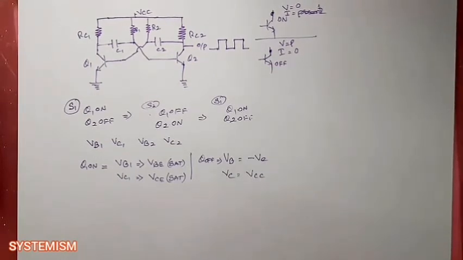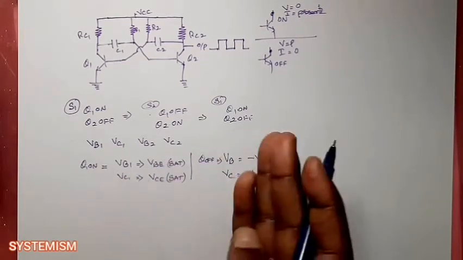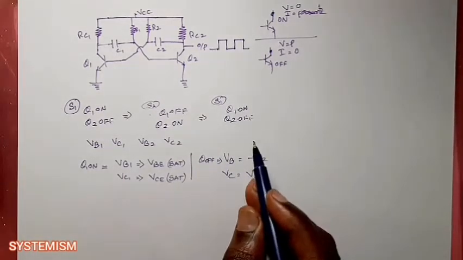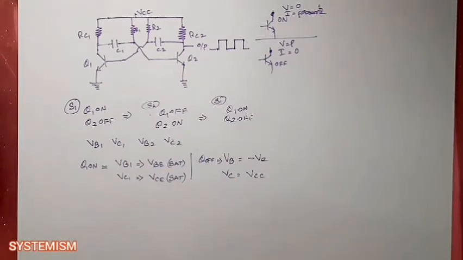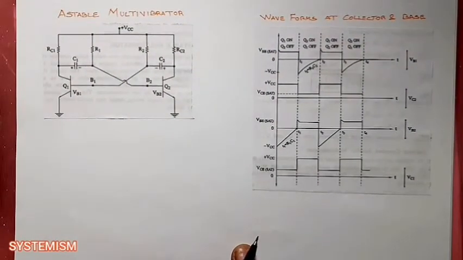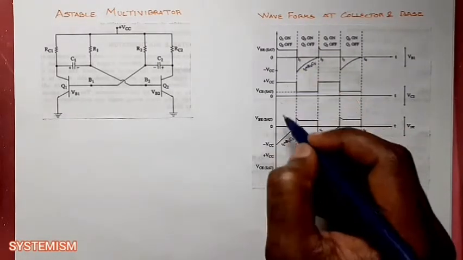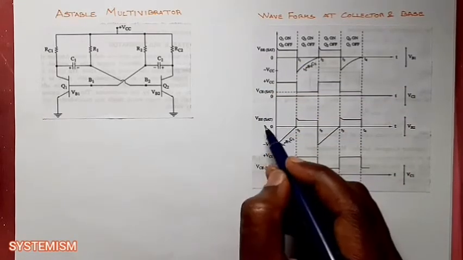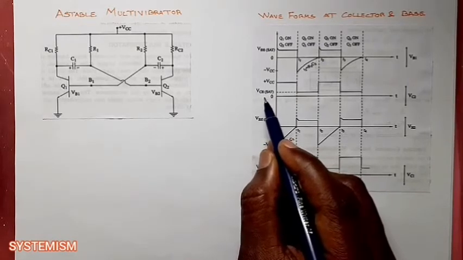Collector voltage is VCC. Using this only you have to draw the waveform for each and every base and collector of the transistor. See how I am drawing the diagram. This is the waveform of the base and the collector of each transistor. This is the voltage at the base of transistor 1, this is the voltage at the collector of transistor 1, this is the voltage at the base of transistor 2, and this is the collector voltage of transistor 2.